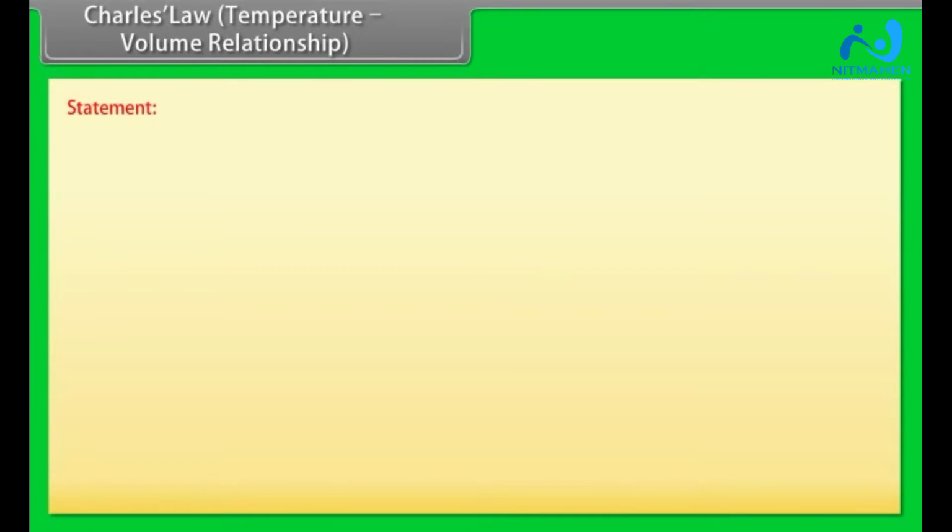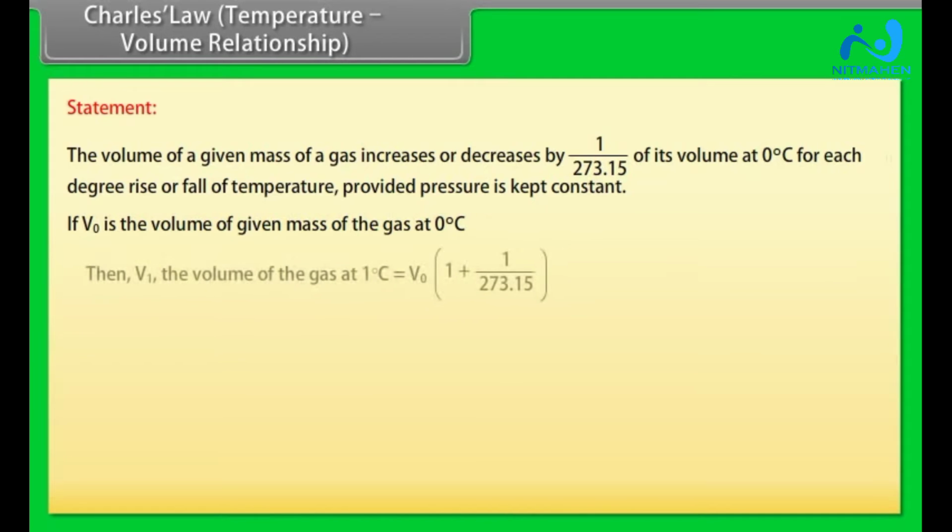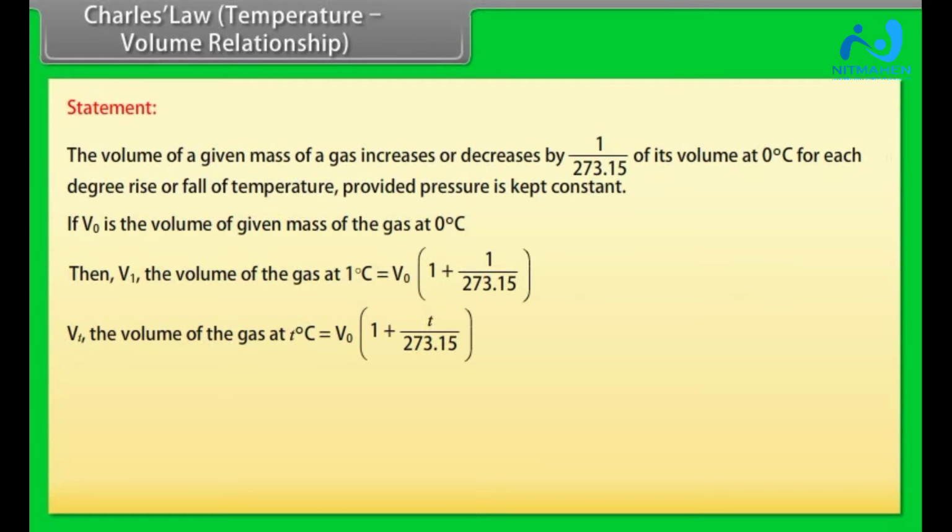Charles' law. Temperature-volume relationship. Statement: the volume of a given mass of a gas increases or decreases by 1 by 273.15 of its volume at 0 degrees Celsius for each degree rise or fall of temperature, provided pressure is kept constant. If V0 is the volume of a given mass of a gas at 0 degrees Celsius, then V1, the volume of a gas at 1 degree Celsius, is equal to V0 into 1 plus 1 by 273.15. Vt, the volume of gas at t degrees Celsius, is equal to V0 into 1 plus t by 273.15.